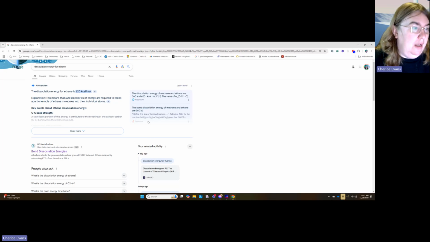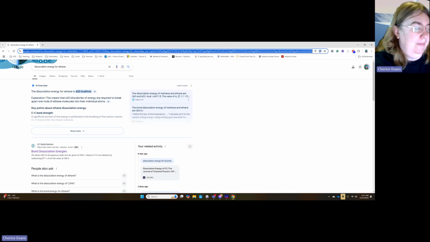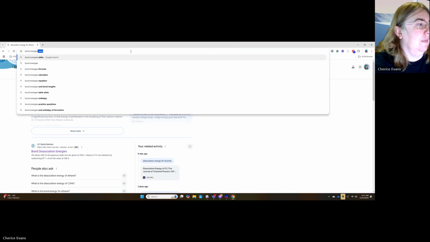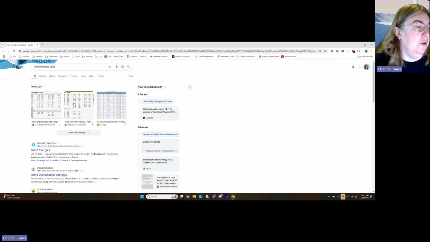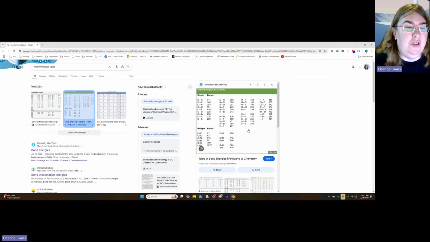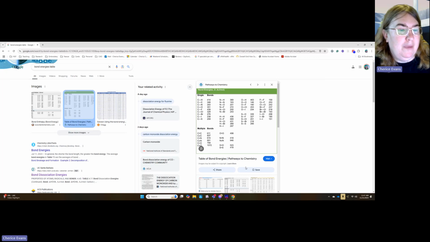So the way to work that out is, especially since a lot of you are working with a broad things, if you look up a bond energy table, then you can see that for a carbon-carbon bond, I have 348. This is in kilojoules per mole instead of calories, but it'll work.